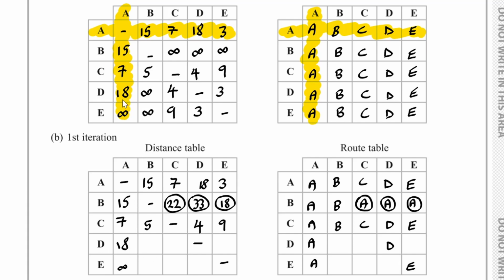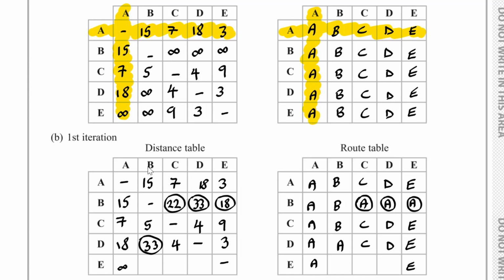For DB, start at D, finish at B, we compare the infinity with 18 plus 15, that's 33. That's smaller than infinity, so we replace the infinity with 33. And because we've replaced the infinity with 33, we also replace the letter with an A, as highlighted. For this element, we compare the 4 with the 18 plus 7. 4 is the smaller one, so that remains unchanged. The letter will also remain unchanged. For DE, we compare the 3 with 18 plus 3. 21 is bigger than the 3, so we make no changes. Okay?